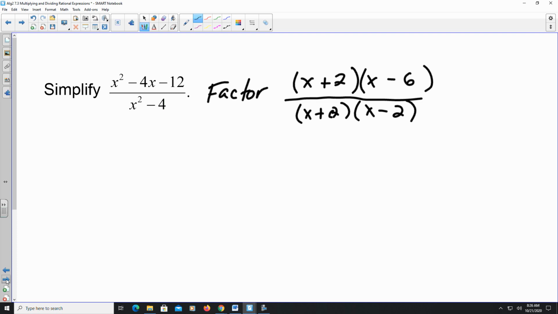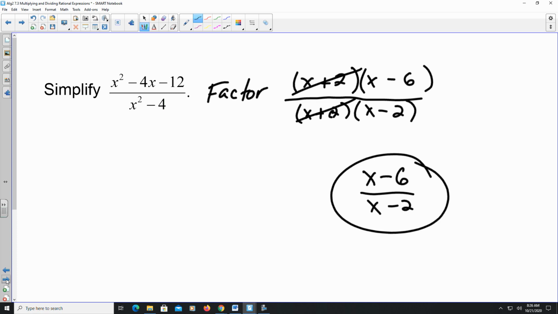Now I see x plus 2 in both the numerator and denominator. I can cancel those out to be 1. So now my simplified expression is x minus 6 all divided by x minus 2. And this would be my answer.